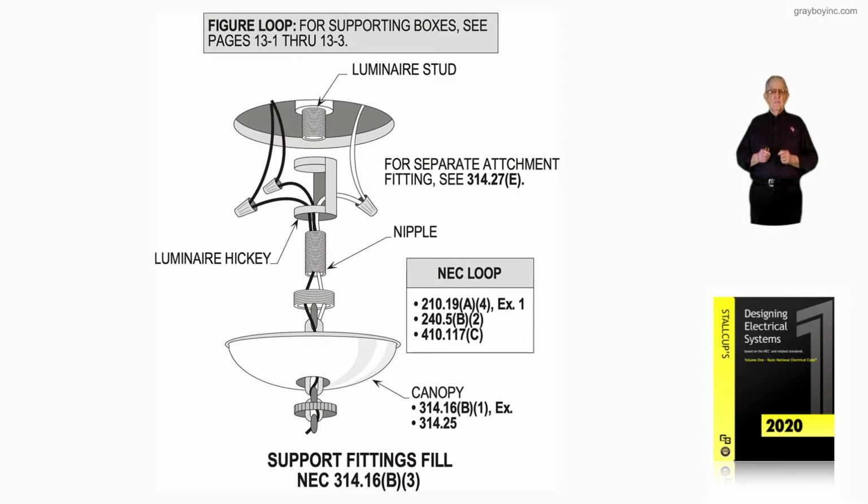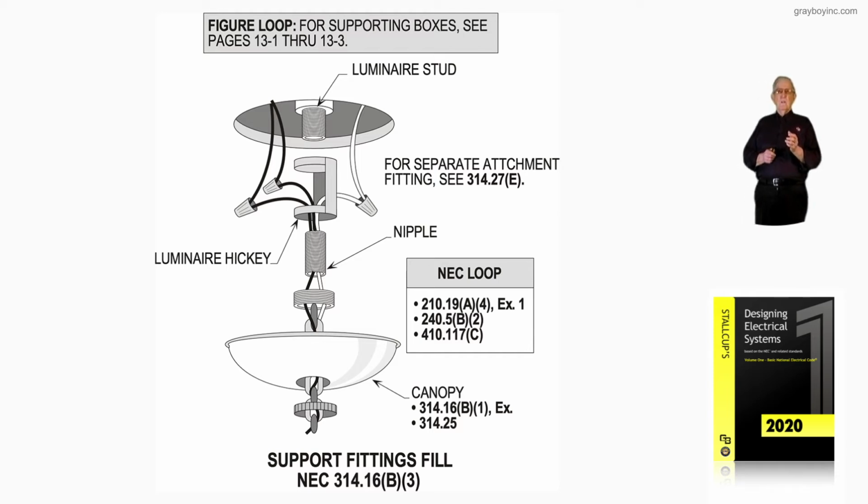Now this illustration deals with support fittings fill in accordance with 314.16(B)(3). Now notice the figure loop. If we're supporting the box, then the figure loop recommends the review of pages 13-1 through 13-3, and we use the right supporting means to support that box. Many times these boxes are not supported in compliance with the NEC.